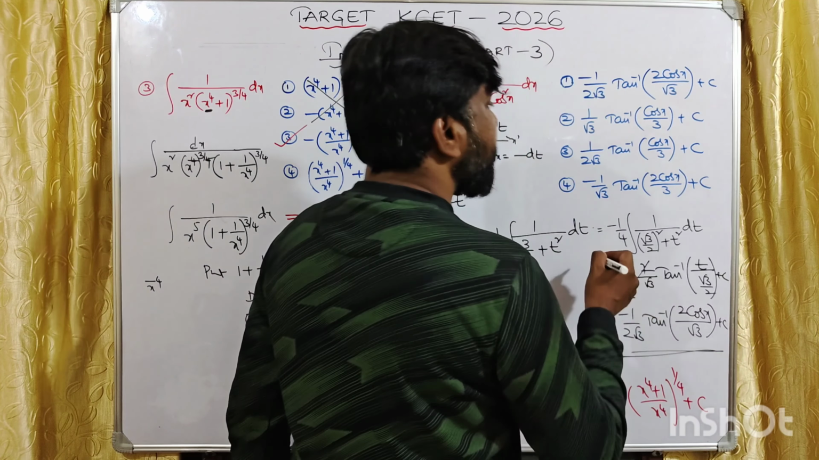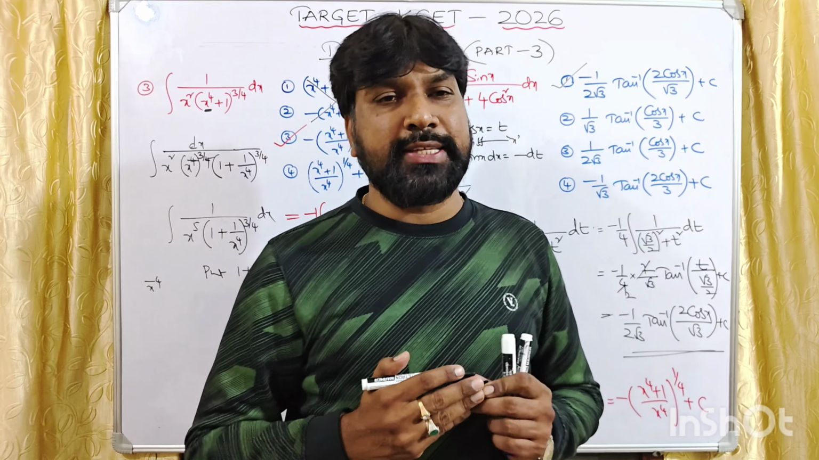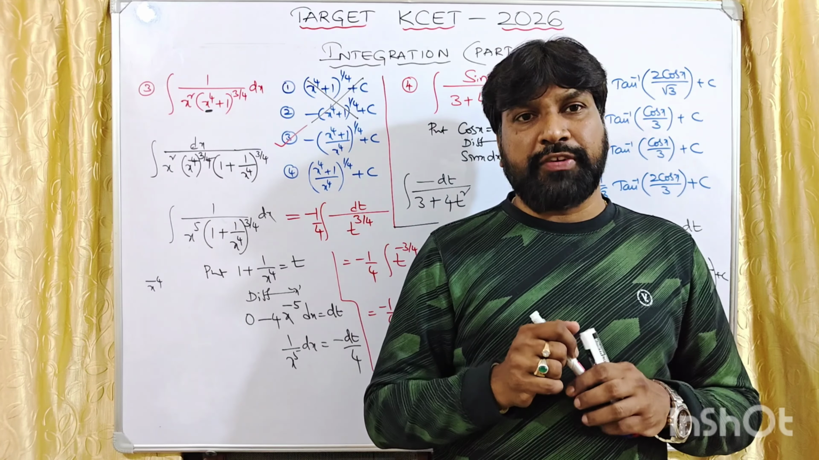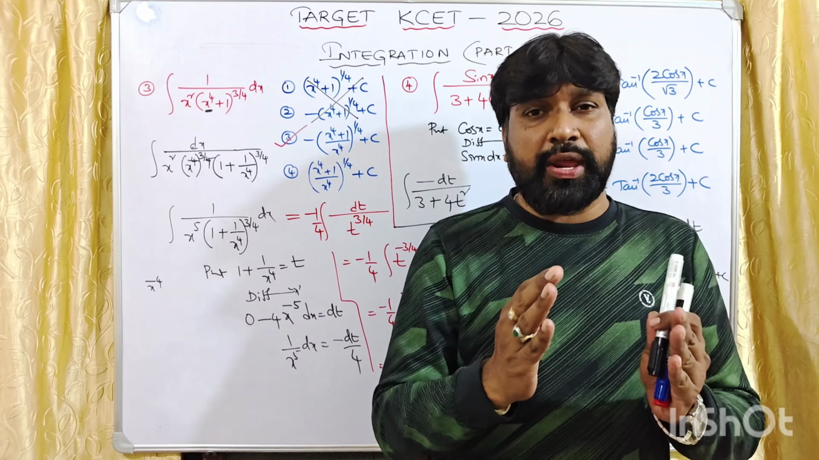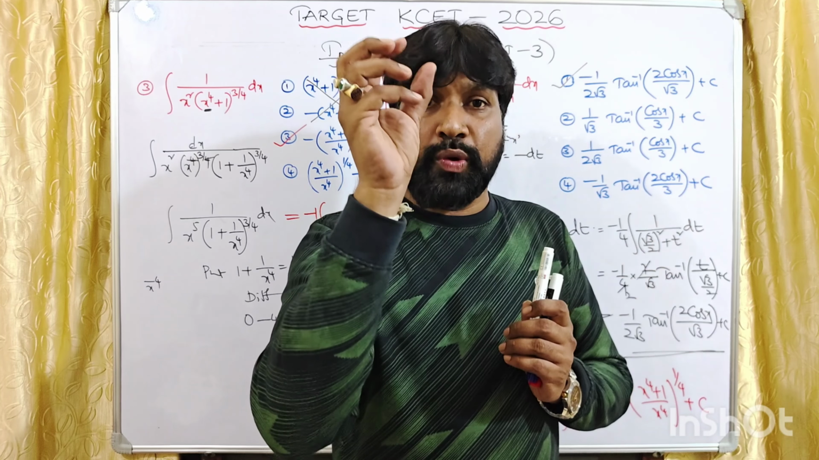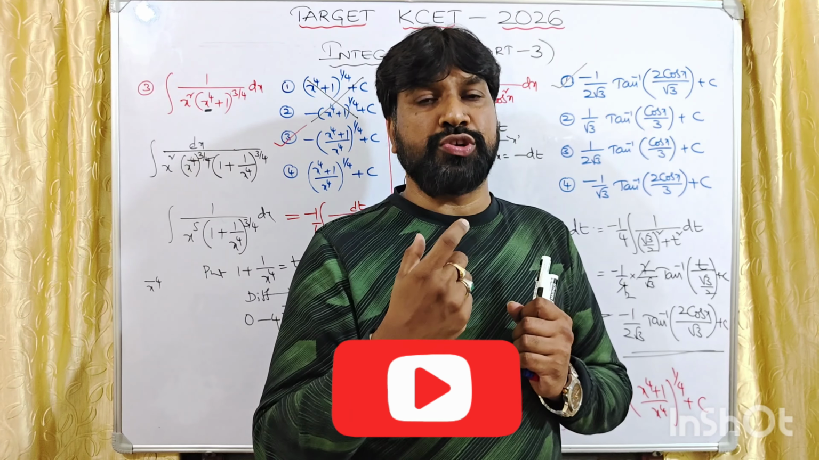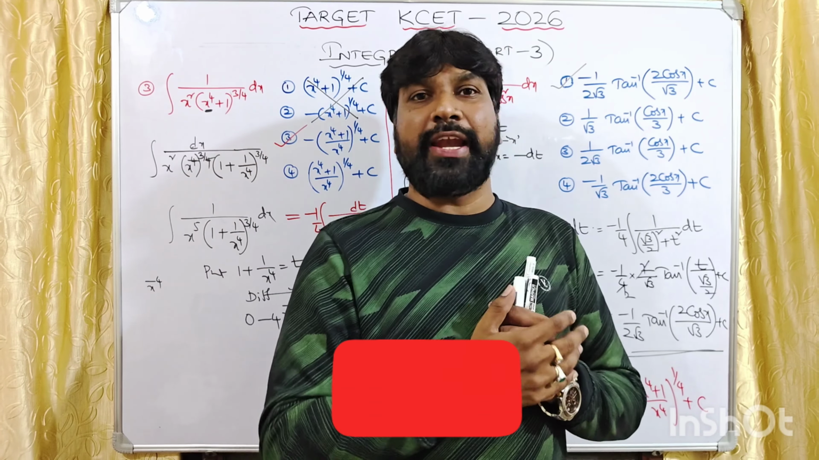So which option is correct, friends? Minus 1 by 2 root 3 into tan inverse of 2 cos x by root 3 plus c. Option 1 is the correct answer, friends. This is the substitution method. The substitution method is also very easy. Whenever you don't know the substitution for any question, look at the options, and definitely you will get a hint from the options to take the substitution. If you follow that, you will get the answer, friends.